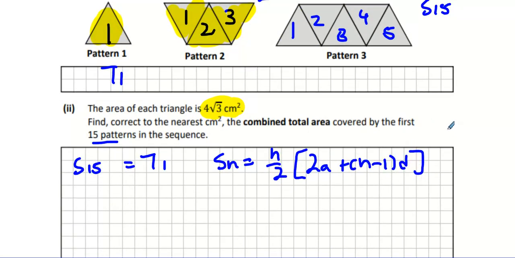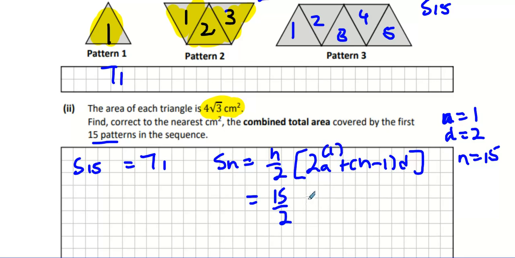I'm going to make a list of my numbers. T1 is 1. That means a is 1. d is 2, because it goes up by 2 every time. And our n value would be 15. So I have everything I need. I'm going to find out how many triangles there are. So that'll be 15 divided by 2, times 2 times a, which is 2, plus d, n is 15, so 15 take away 1 is 14, 14 multiplied by d, which is 2. That'll give me my 28.